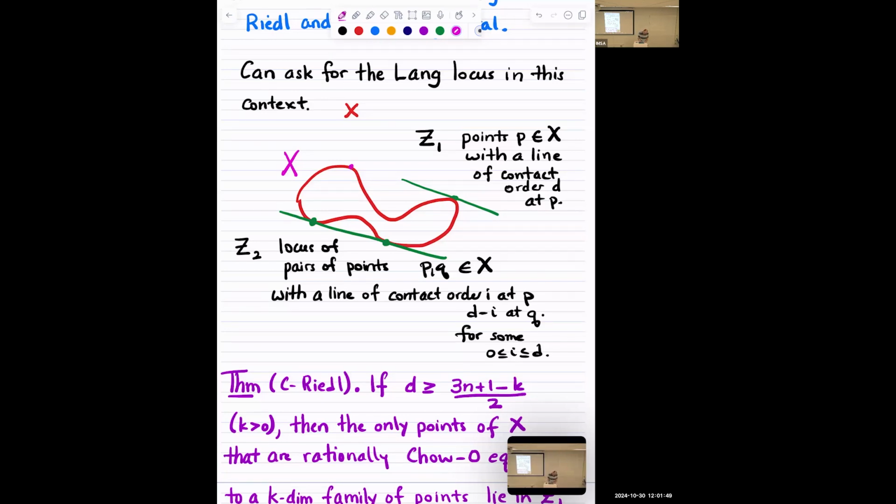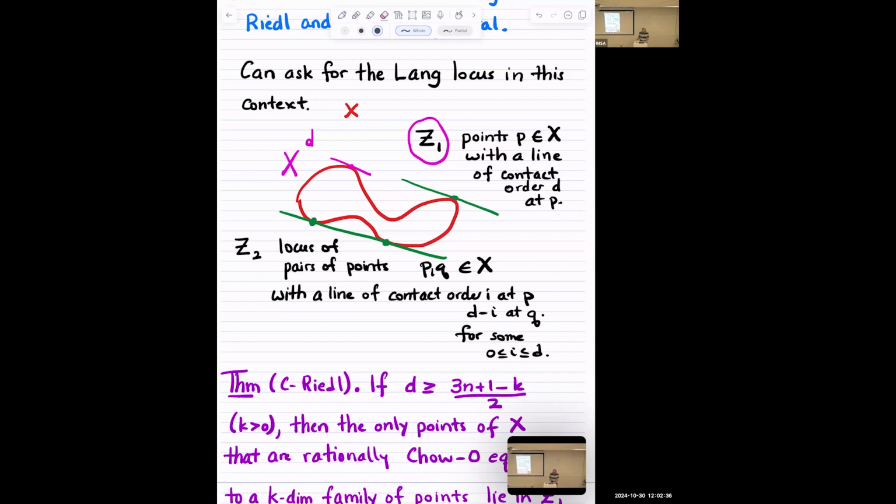So let me look at points, and let me call this Z1, points P. The hypersurface has degree D, right? So if you have a line, typically it will meet this thing in D points. But I want to look at the points on X such that there is a line of contact order D. In other words, the line meets this hypersurface only at that point. So Z1 is the set of points P with a line of contact order D at that point. Of course, the closure of this locus does contain the locus where the line is contained in the hypersurface.